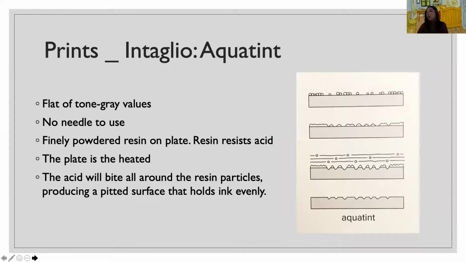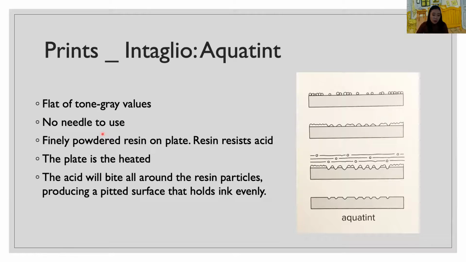And the last intaglio printing technique we are going to see is aqua tint. So aqua tint is a way of achieving flat tone, gray values or intermediate values of color. So it doesn't need a needle to draw something on the plate like the other two intaglio techniques we just saw. Again, it doesn't need a needle.